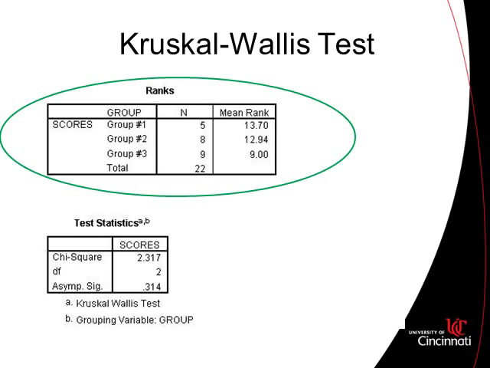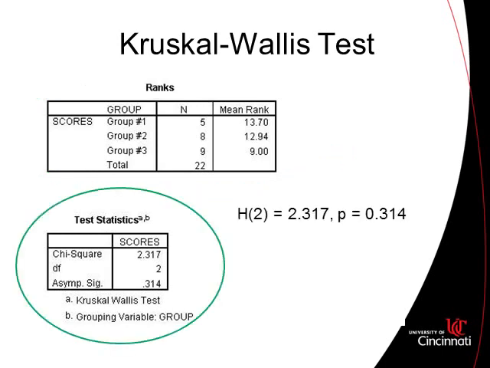So what we do next is look at the next table, which gives us our test statistic. And we call our test statistic an H for the Kruskal-Wallis test, and then our degrees of freedom is listed in that table. So remember, that's always the number of groups minus 1. So in this example, we're comparing 3 groups. So 3 minus 1 is 2. So we would put H, and then our degrees of freedom, 2, equals 2.317. And our p-value is 0.314.